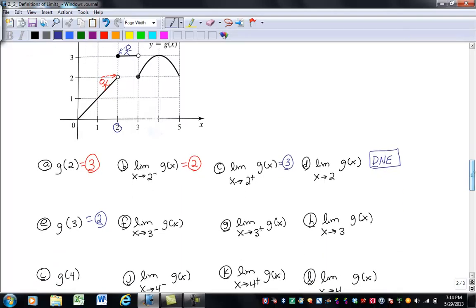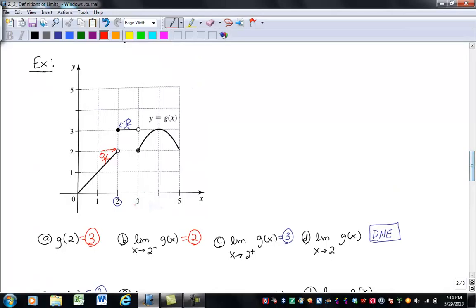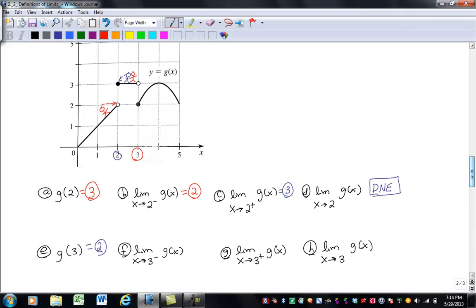Now I have to look at the limits from the left and the right. F is, what is the limit as x approaches 3 from the left of g of x? So I have to go just a little bit to the left of 3 and stand on the graph. Now remember, I'm looking at 3 from the left-hand side, so I have to look over here. And the y value I think I'm going to get is y equals 3. So the limit as I approach 3 from the left is 3.